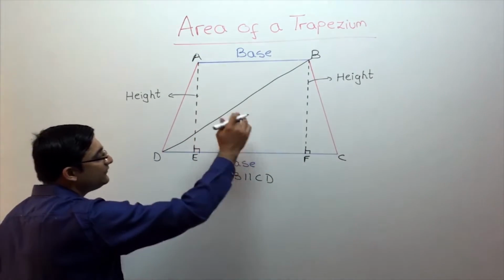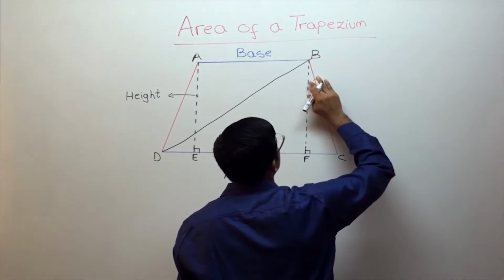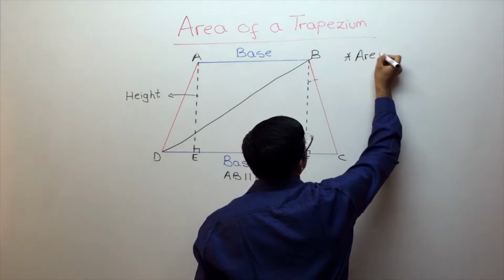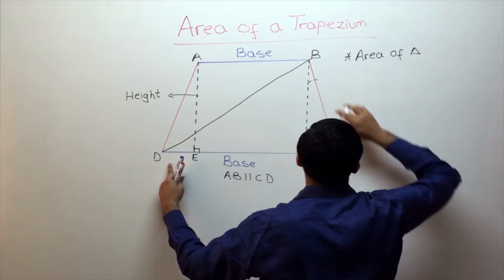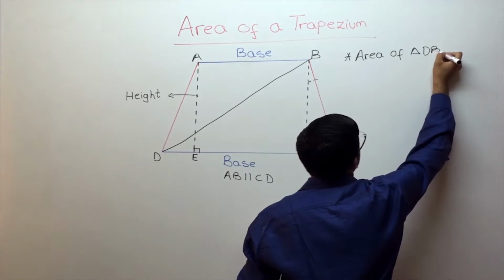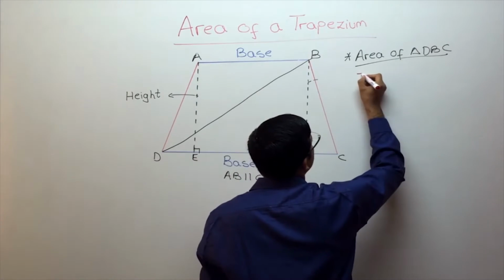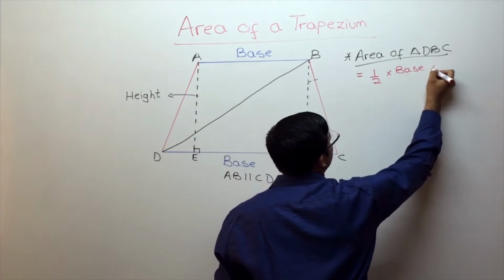So let's find the area of each of these triangles. You know this is the height. We'll begin with the area of a triangle. Let's say we take this triangle, triangle DBC. What is the area of a triangle? It is half base into height.